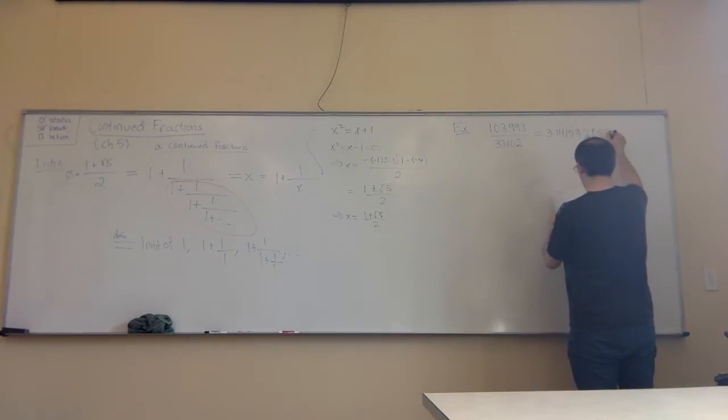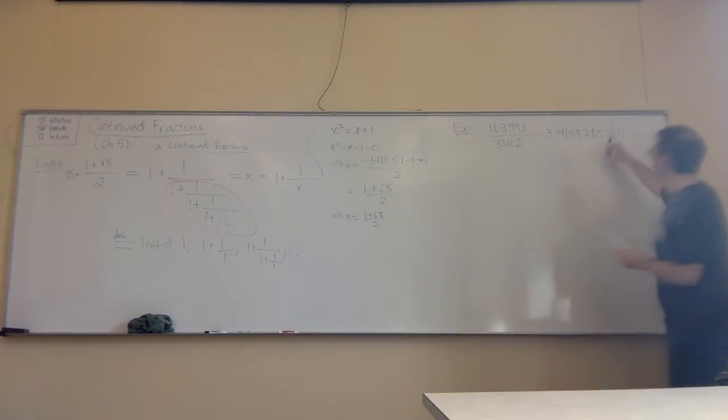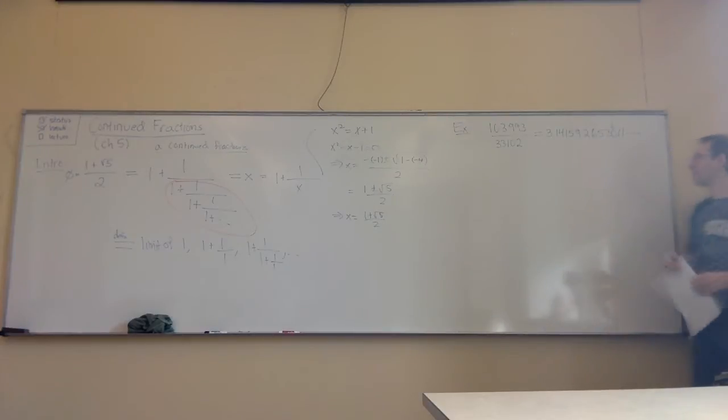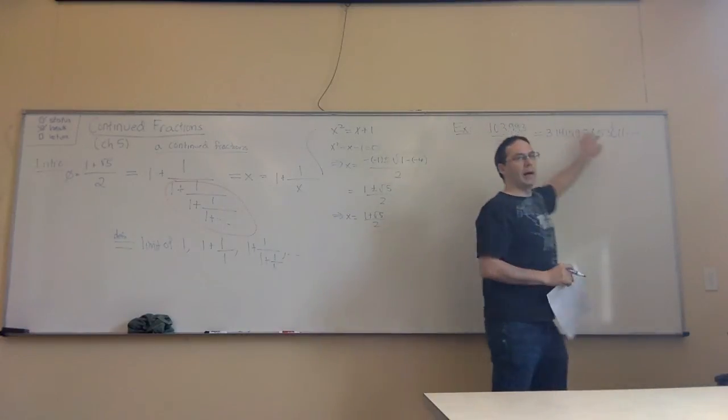3.141592653, and then 0, 1, 1, etc. So that digit is not the same, but all the digits up to that point are the same as the digits of pi, right? Okay. So this is a good rational approximation for pi.